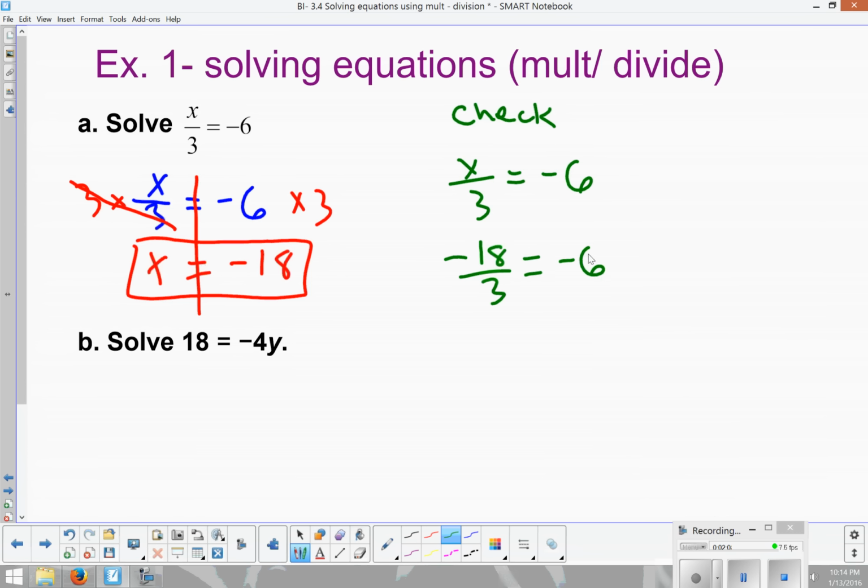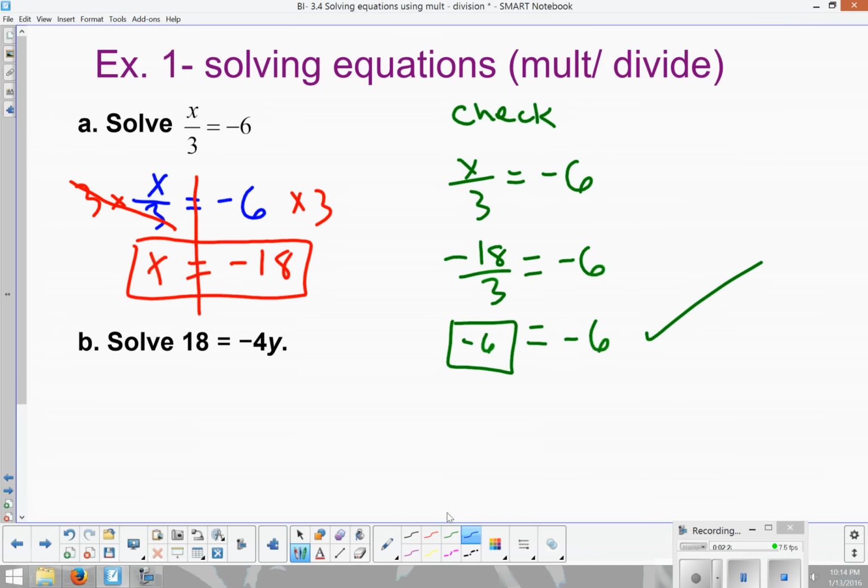We talked about equivalent equations before. If the equation is equivalent, we know that the solution is correct. So let's see. If I have a negative 6 on this side, I should have a negative 6 on this side. Do I have a negative 6? Well, negative 18 divided by 3 is negative 6. So this solution is correct. Check.